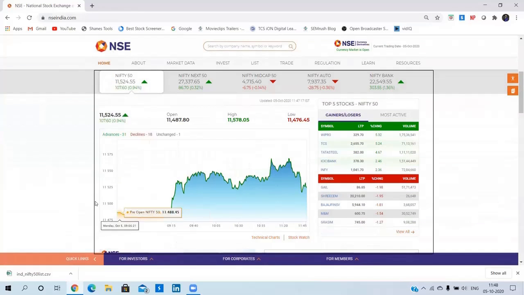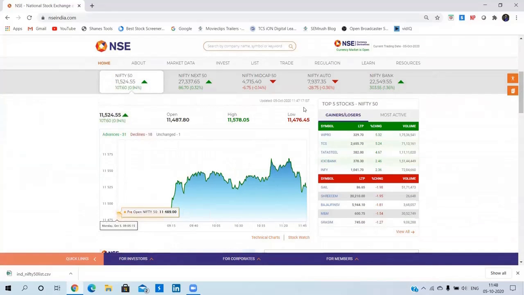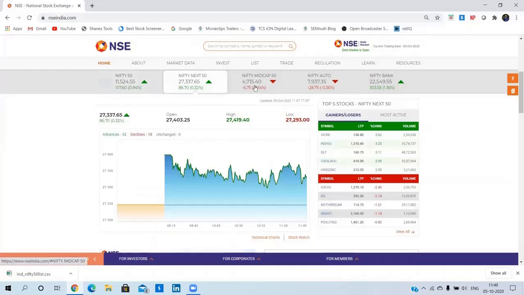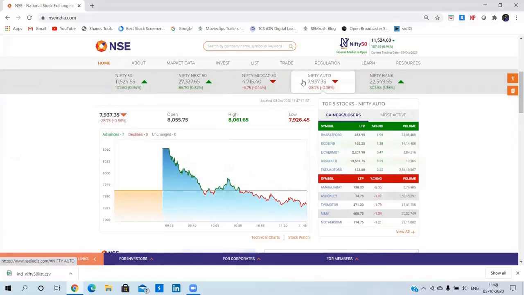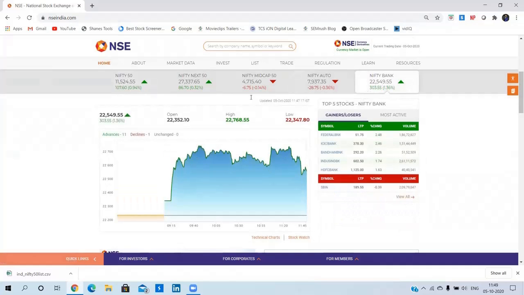So guys, on this screen is the live market. Okay, this particular graph will be updated. So from 9:15 till 11:45, the Nifty 50 index is shown here. Okay, next to Nifty 50, then Nifty Midcap 50, Nifty Auto, meaning all the automotives that are registered, then Nifty Bank, the banks that are registered.